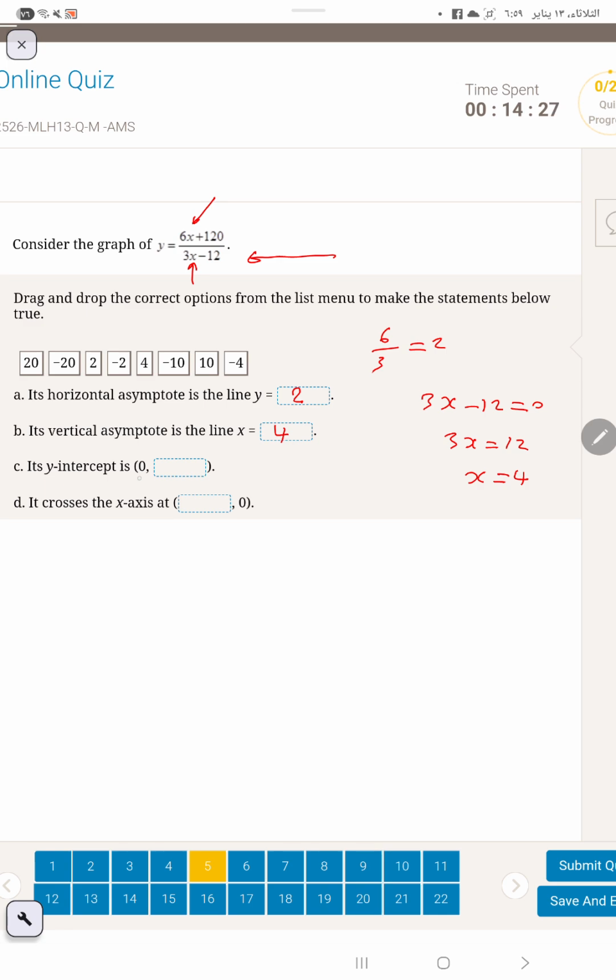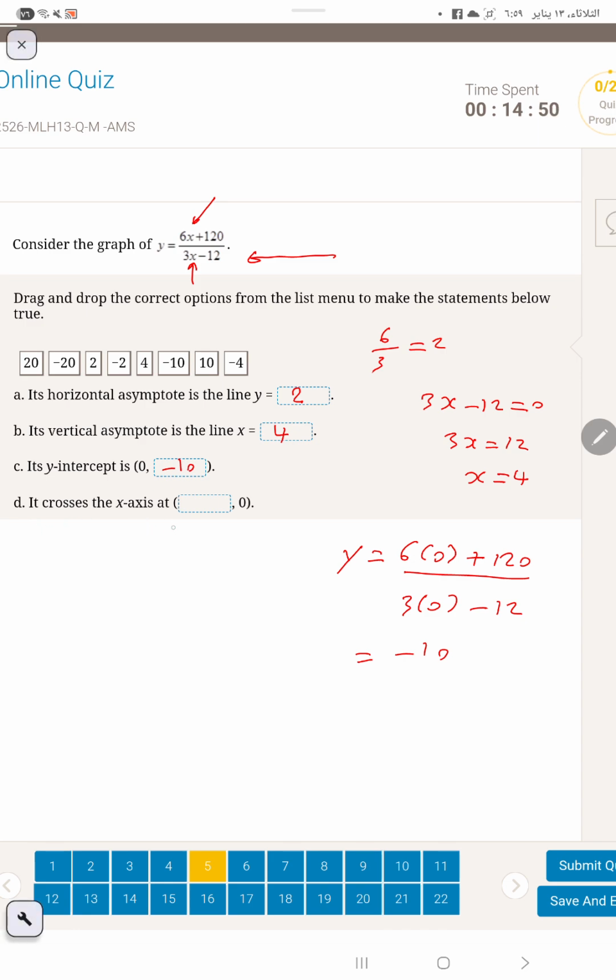For the y-intercept, we set x equal to 0 to find y. So when you do that, you get y equals (6 times 0 plus 120) divided by (3 times 0 minus 12), and that will be minus 10. So here you have minus 10.